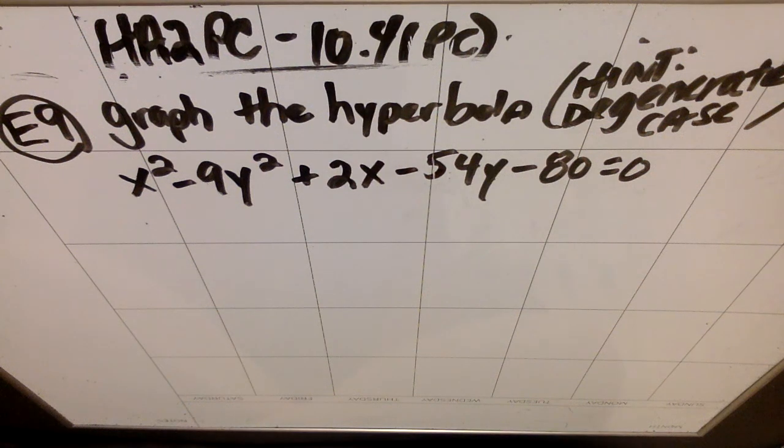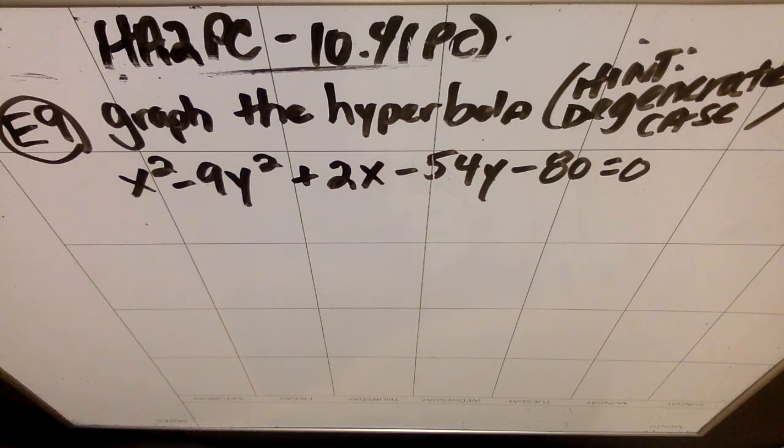We're doing 10.4 in pre-calc, which is hyperbolas. So in example 9, we're going to graph the hyperbola, but as a hint, this is the degenerate case. I picked this one intentionally because I want to show you that sometimes what we do every other time doesn't work because the equation is set up to be not a typical situation, and so we have to adjust on the fly. So I wanted to show you a degenerate case problem so that you would understand that they do happen and that it's not you, it's just the way it works.